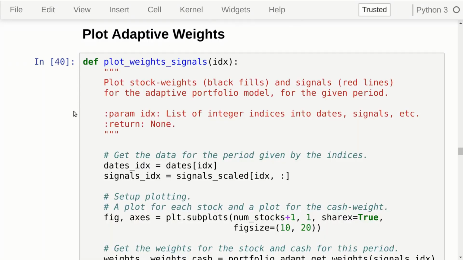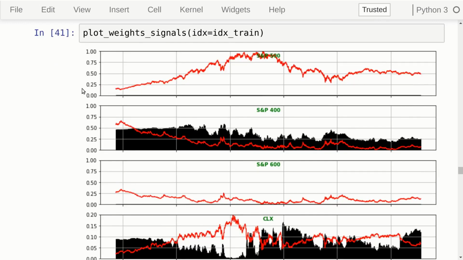We can also plot these adaptive weights for the training set and the test set, and we need a little helper function for that, and I'm not going to explain what it does because it's all beautifully commented. And the reason that I include these functions in the notebook itself is that you can then very easily modify it if you want the plots to look differently. So when we run this function on the training set, we get this plot here. And it shows several different things.